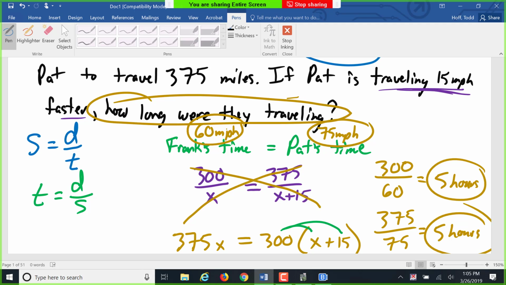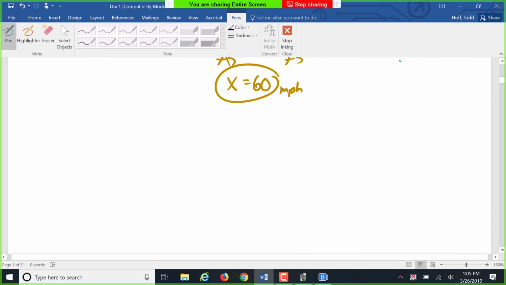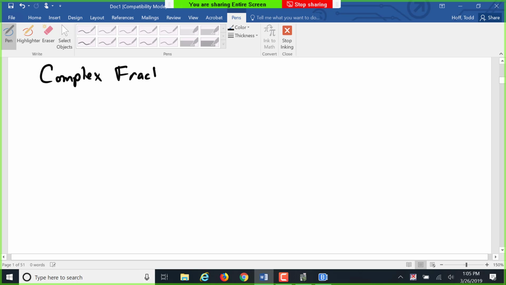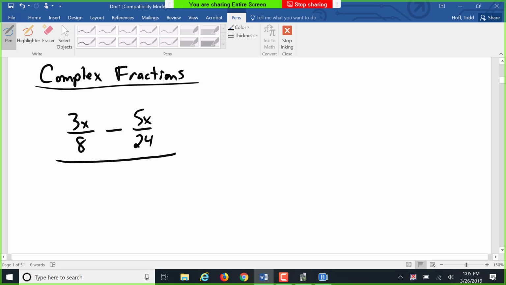Okay, so our next step, working with these rational expressions. We've added, we've subtracted, we've multiplied, we've divided, but we have not necessarily done them together yet. We can run into complex fractions, in other words, complex rational expressions that require us to do combinations of those. For example, we might have 3x over 8 minus 5x over 24, all over 5 over 6x plus 1 over 2x.